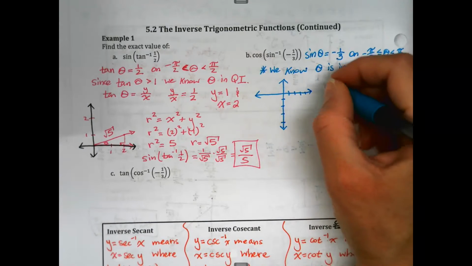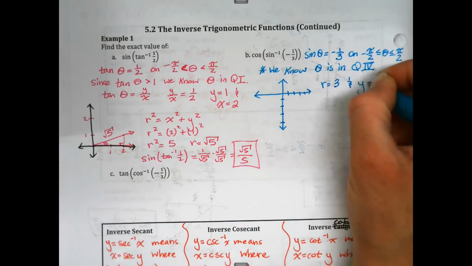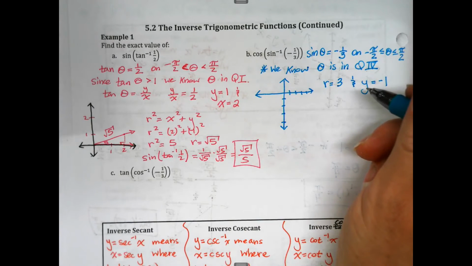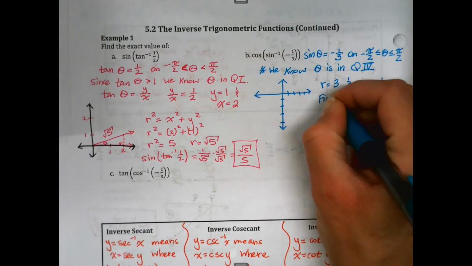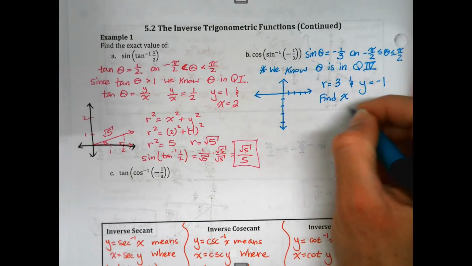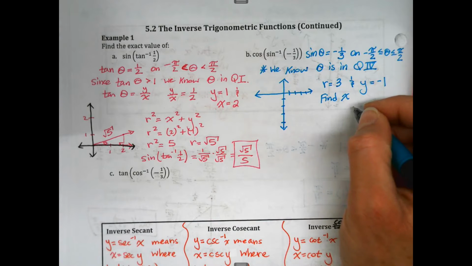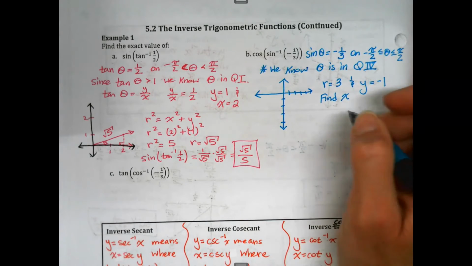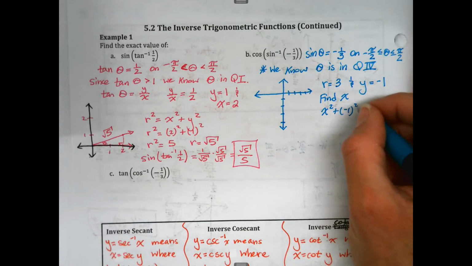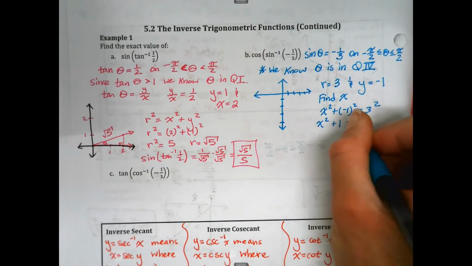We know that our r is going to be 3, and our y is going to be negative 1. So if y is negative 1, we need to find x first. And we know way back from chapter 3 that x squared plus y squared is equal to r squared, or r is equal to the square root of x squared plus y squared. So we have x squared plus negative 1 squared is equal to 3 squared, or x squared plus 1 is equal to 9.